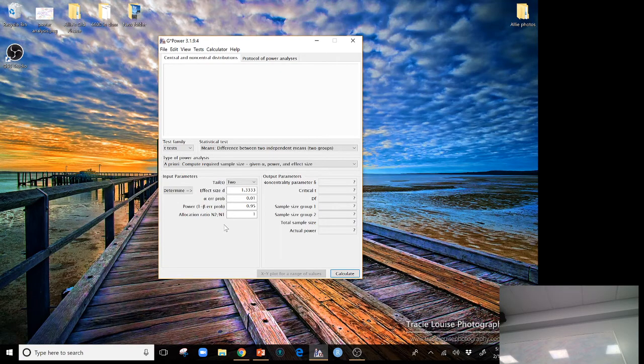Now, if you plan to have equal size groups, do you think you'll end up with equal size groups? What if I get 10 and 10 in my study? By the end, it's going to be 7 and 8. We plan here, the allocation ratio for planning. Now, sometimes that's not feasible.